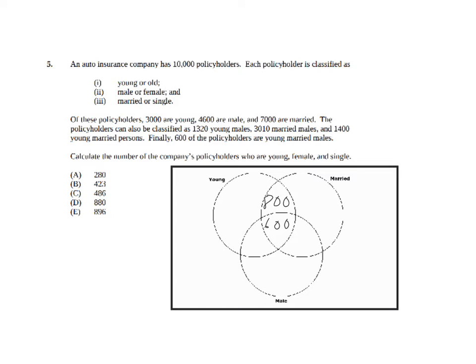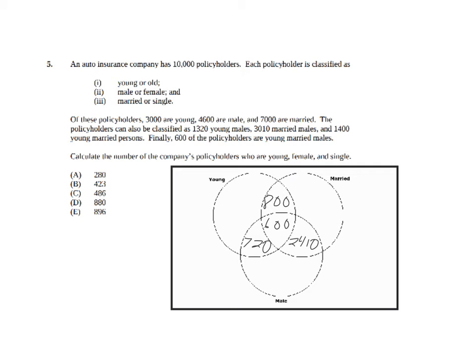Okay, the one before that is 3,010 married males. Again, there's already 600 in that category, so we subtract that from 3,010 and we get 2,410 in this space right here. We have 1,320 young males. Again, it already has 600 in that category, so that means there must be a remaining 720 in this space here.